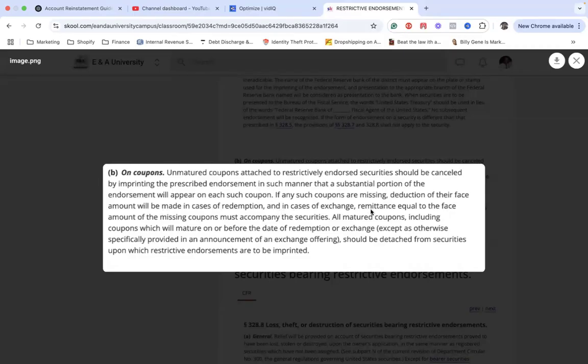And in cases of exchange, remittance equal to the face amount of the missing coupons must accompany the securities. All matured coupons, including coupons which will mature on or before the date of redemption or exchange, except as otherwise specifically provided in an announcement of an exchange offering, should be detached from the securities upon their restrictive endorsement. So basically, it's saying if you're missing any coupons, there are deductions that have to happen in that case.